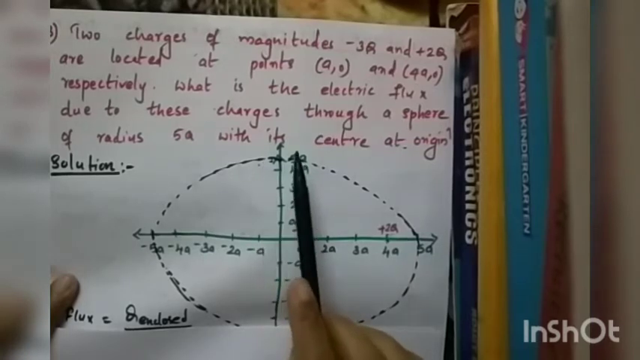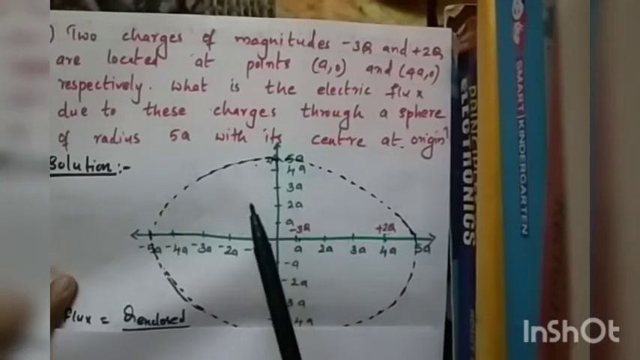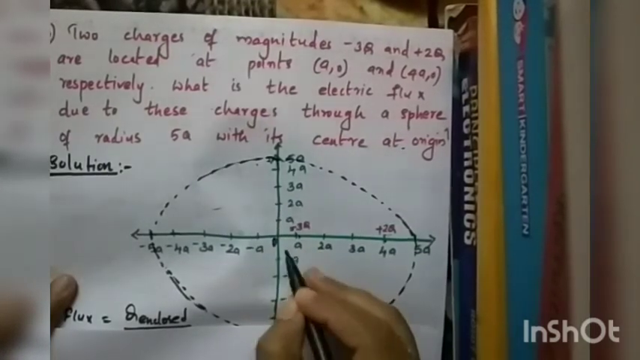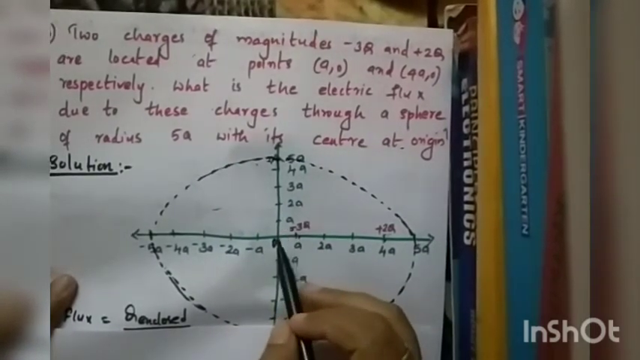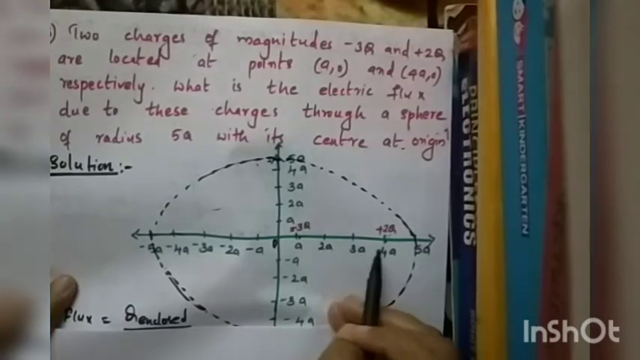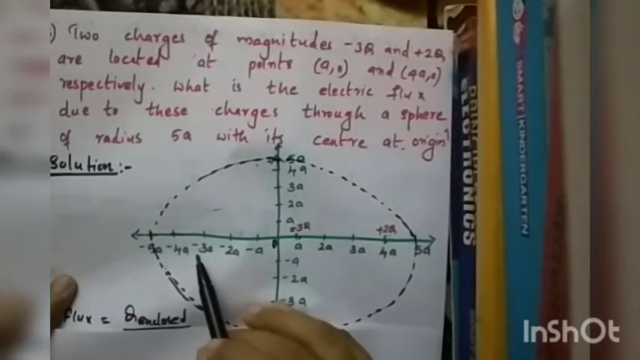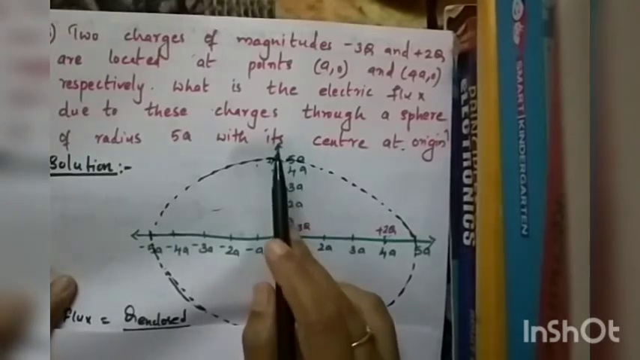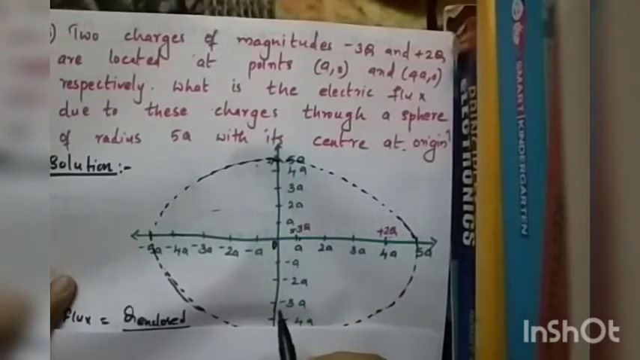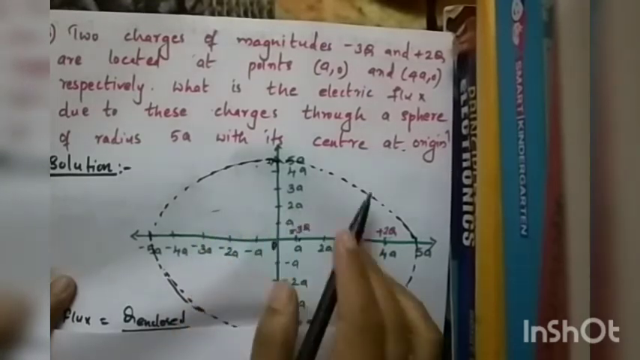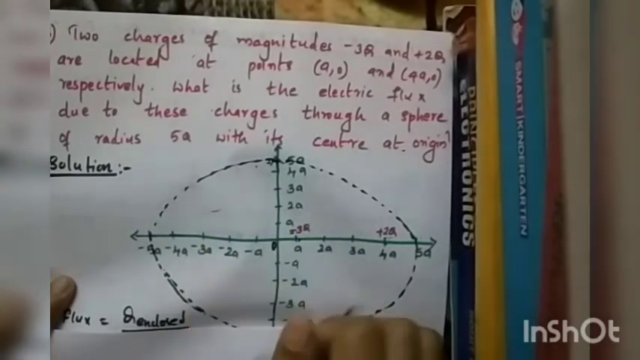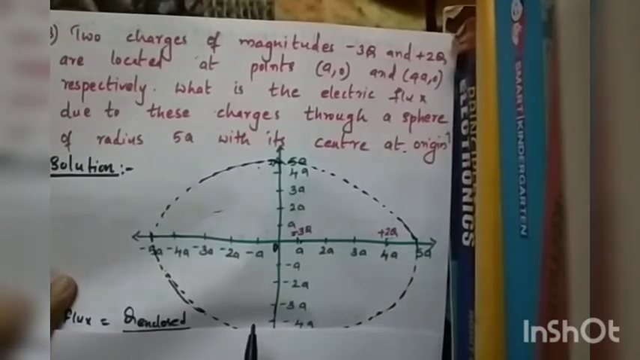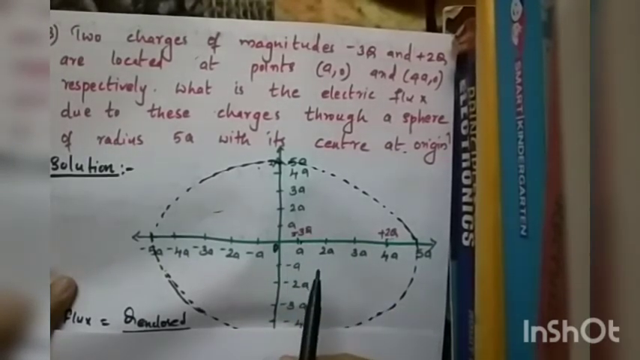And you need to construct a sphere with radius 5A. 5A means from the origin. So this is our origin. And from the origin, just move 5 units to the right, 5 units to the left, 5 units to the top and 5 units to the bottom. Then join or construct a sphere across these points. So you will get a big sphere and the radius of the sphere is 5A. This is our closed surface.